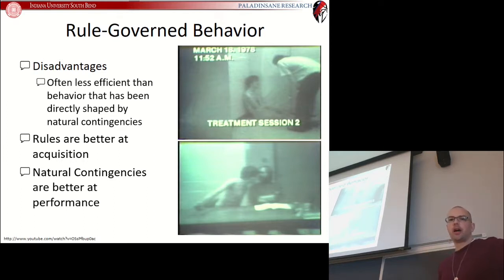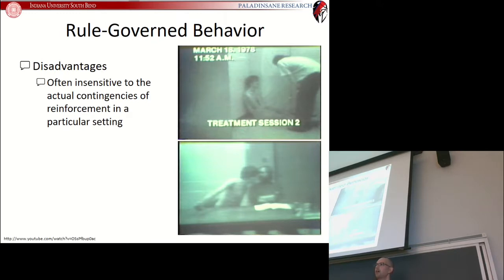The other one, and this one is seen very much so today, this is due to our changing culture. This is one of the biggest disadvantages of rule-governed behavior. And it's the fact that rules are often insensitive to the actual contingencies in that particular setting. So a rule again is a verbal description of a contingency, and oftentimes that description is inaccurate. That description is wrong.